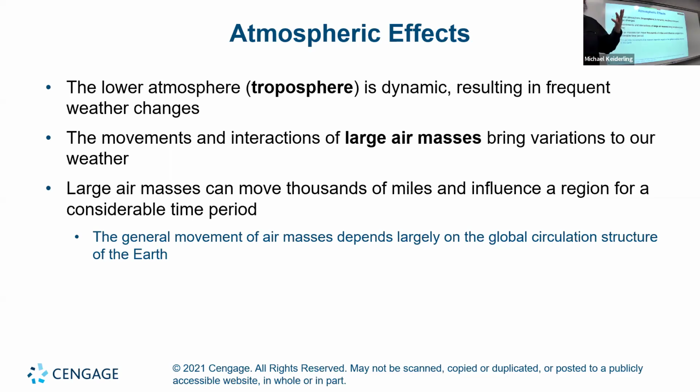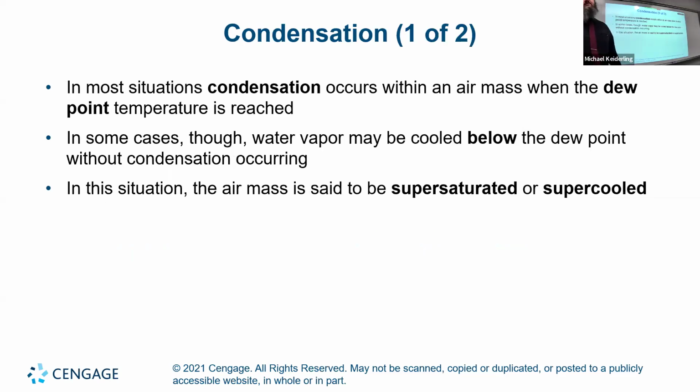And the general movement of air masses depends primarily on the global circulation structure of the Earth. So we talked about the global circulation structure and how there are predominantly westerly winds in the lower 48 states in the continental US. The contiguous, and that drives weather from west to east primarily. One of the effects we care about when it comes to weather is precipitation.